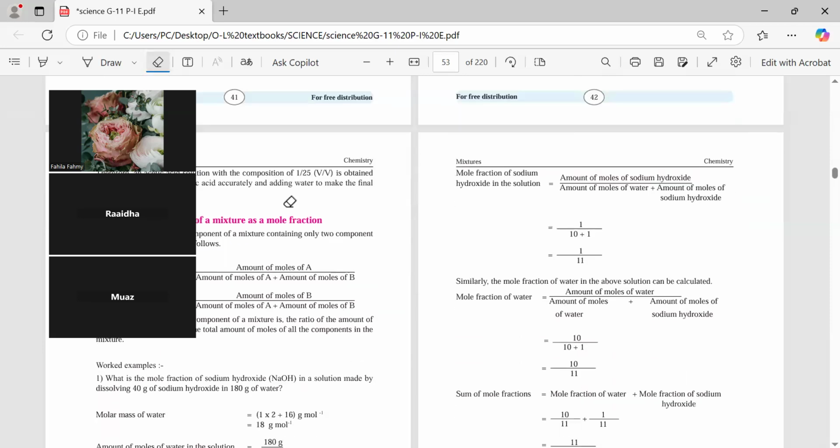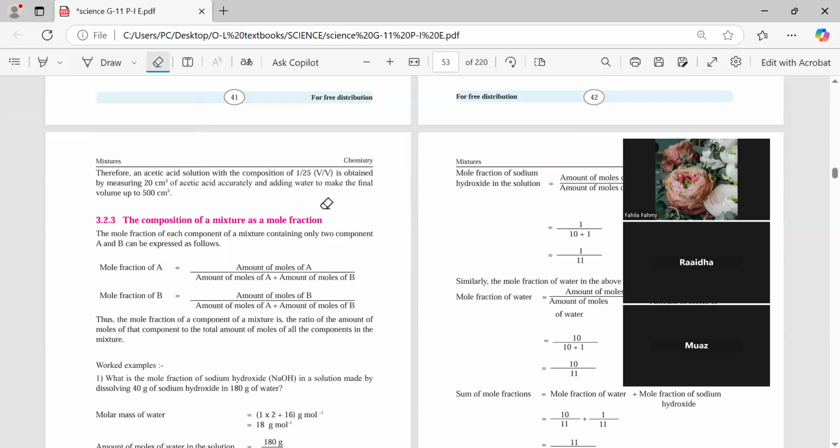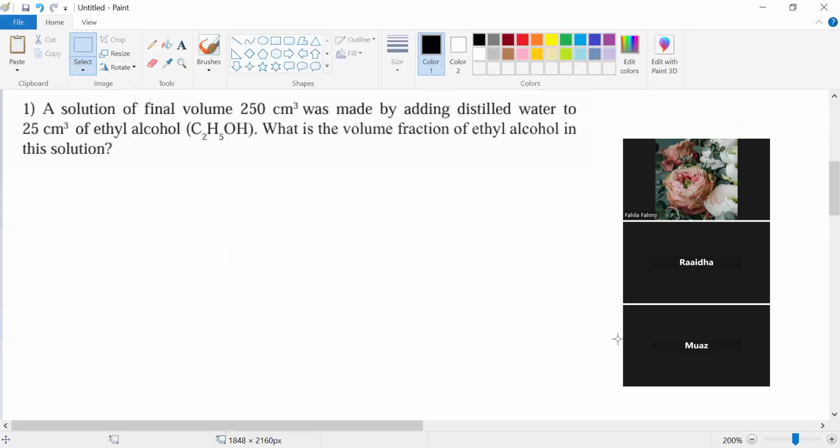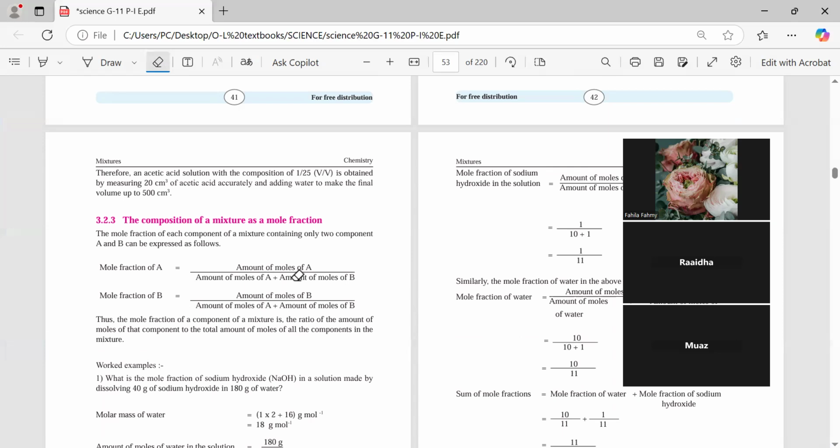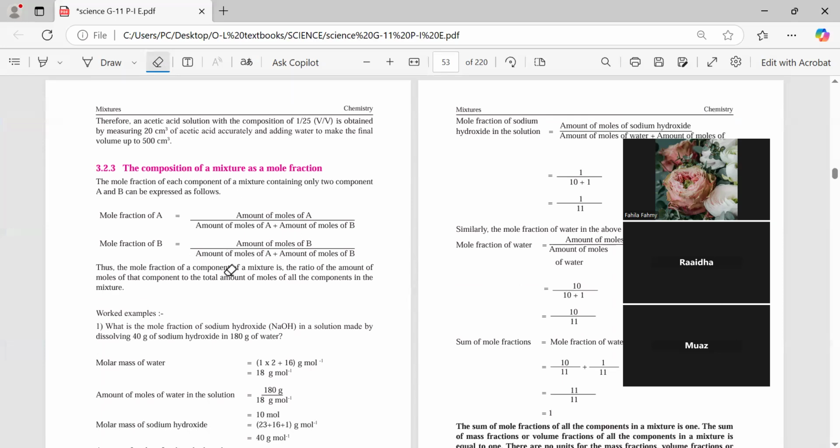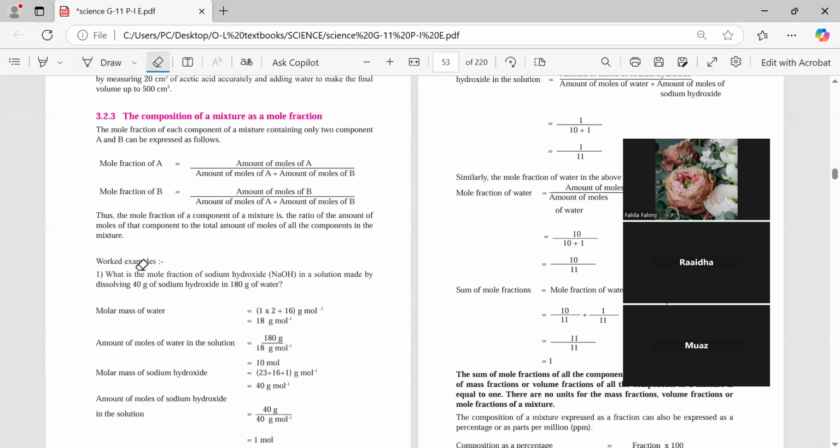Now we've been working with grams and volumes. Now we are going to work with mole fractions. Mole fraction is again the same thing: the amount of moles of A divided by the total number of moles, if you have a mixture of A and B. Okay, so let's look at the worked example over here.